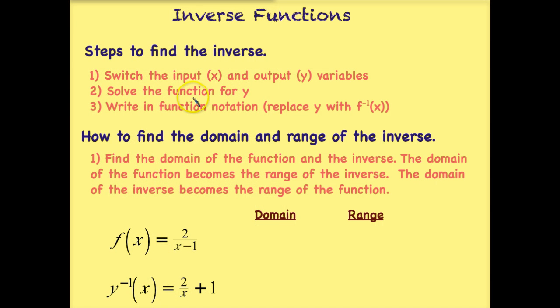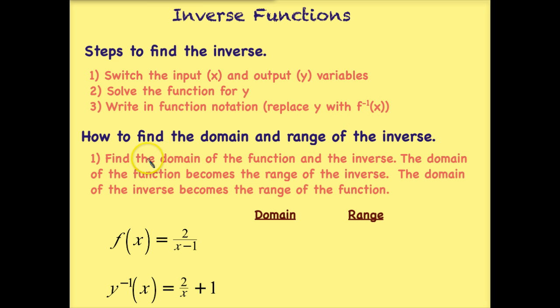Now how do we find the inverse? In order to find the inverse algebraically, we'll follow these three steps. These are important to write down in your notes in case you don't remember those from an earlier math class. The first step is to switch the input and the output. So we would just switch the variables x and y. And then we'll go ahead and write the function in terms of x. So we'll solve the function for y. Finally, so that we know it's an inverse, we'll write it in function notation. We'll replace the y with f inverse of x.